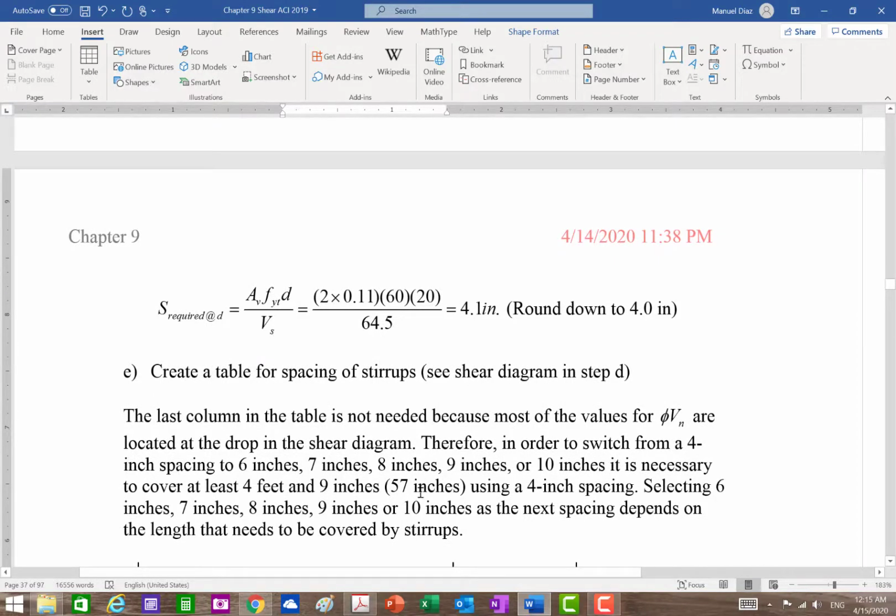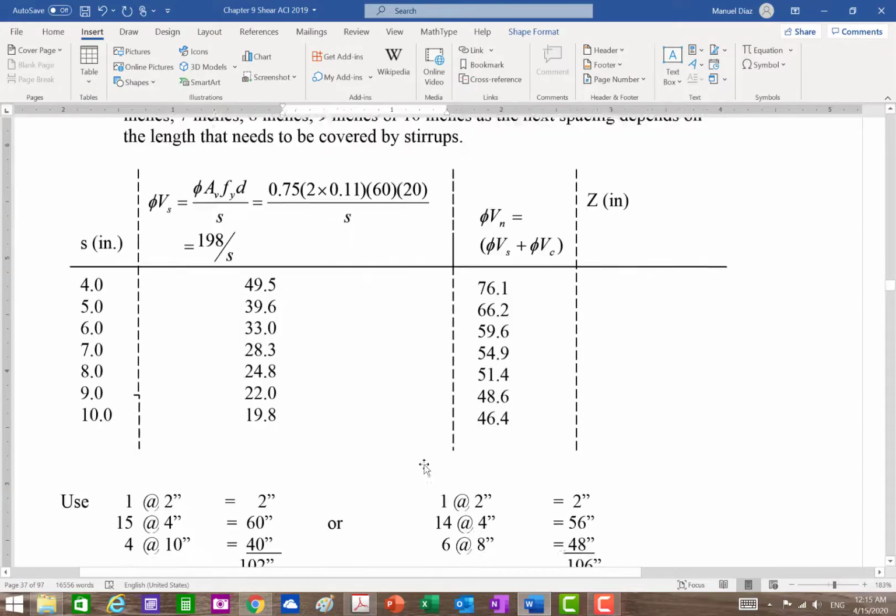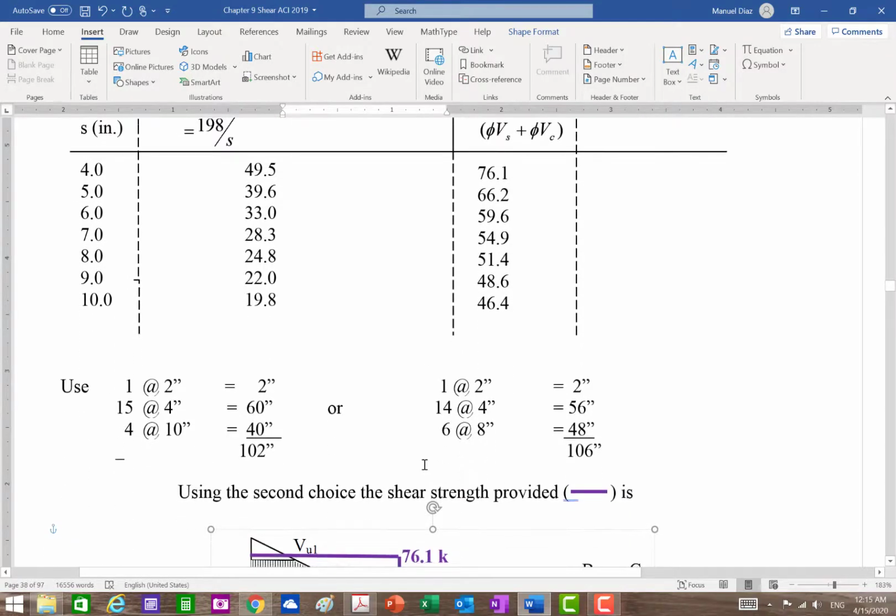So that means I can pick now any spacing I want, okay? Because all the shears to the right of the drop are below these numbers, so I can use them, okay? I'm going to use 6 at 8, right? So 4, 8. So that gives me 106, okay? This is a much better choice because you're going 2, 4, 8, right? In the field, the guy knows, oh, I'm going to start with 2, then I'm going to double, and then I take that spacing, I'm going to double it, right? So they can kind of match that pretty easy.